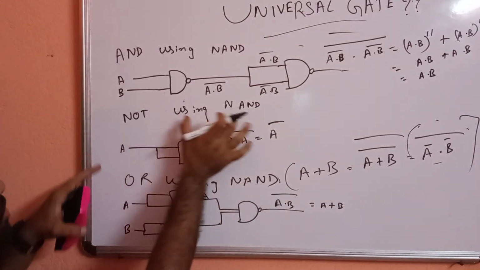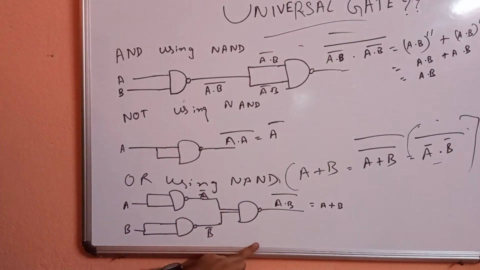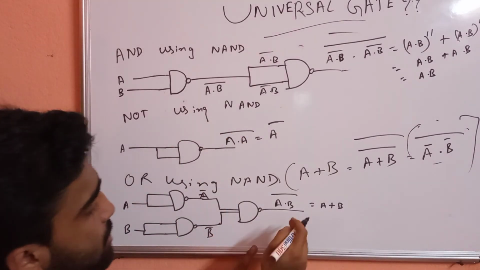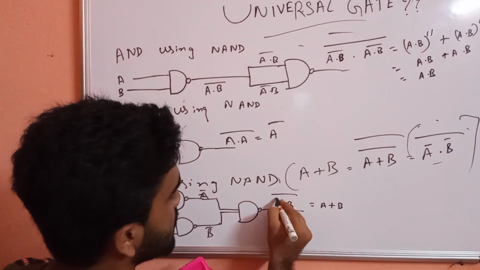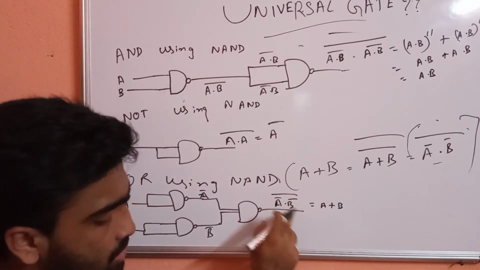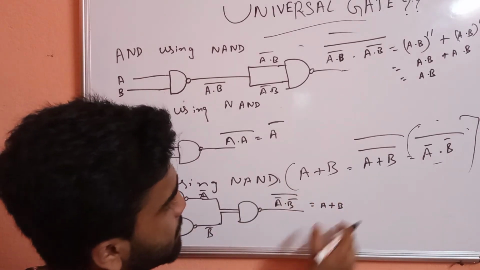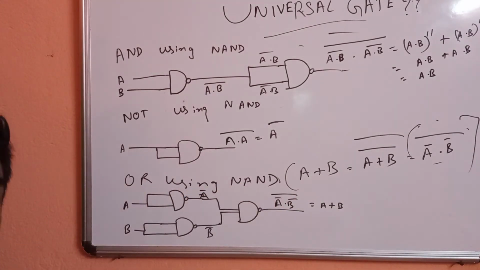Then using the same NOT application, I have done the B naught. Then A dot B naught. That means we are doing A naught, B naught. A naught dot B naught whole bar is A plus B. See, so OR using NAND is also successful.